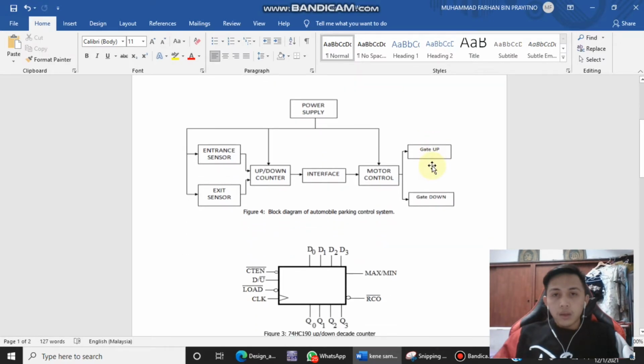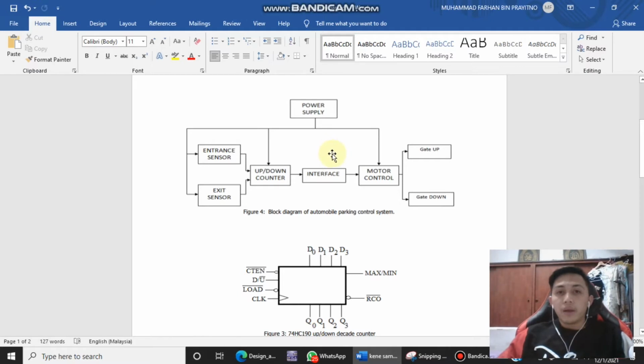Then we move to the block diagram. As you can see here, the block diagram starts with the power supply, and we have two sensors here, the entrance sensor and the exit sensor. When the car gets into the parking and gets out of the parking, we use the counter, where there are two counters here, an up and down counter. Then we go to the interface and the motor control to control the system, and the gate will be up or the gate will be down.